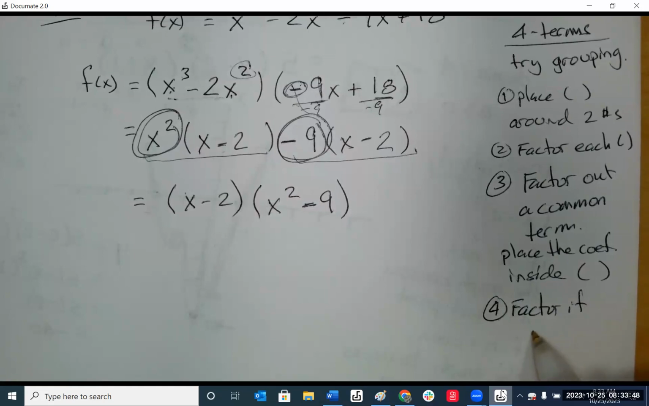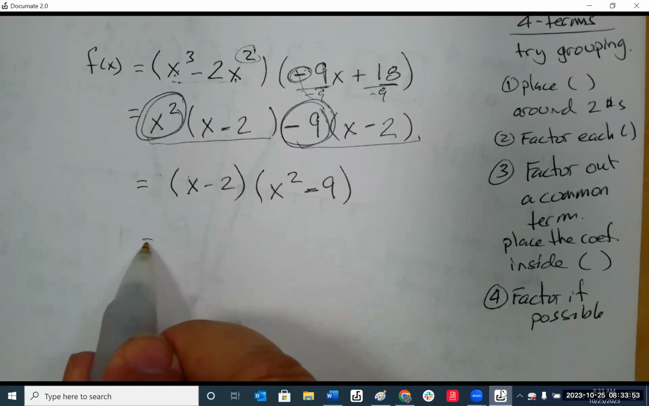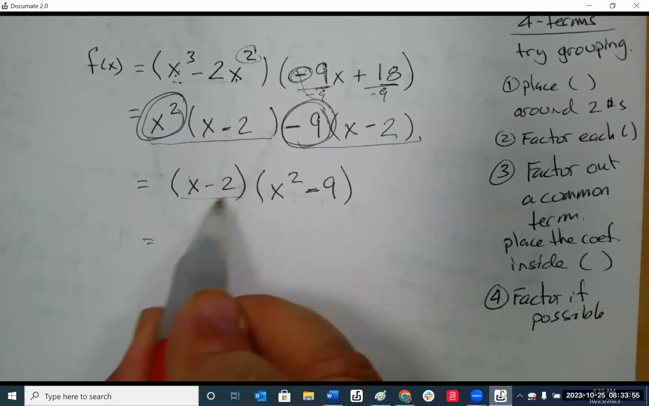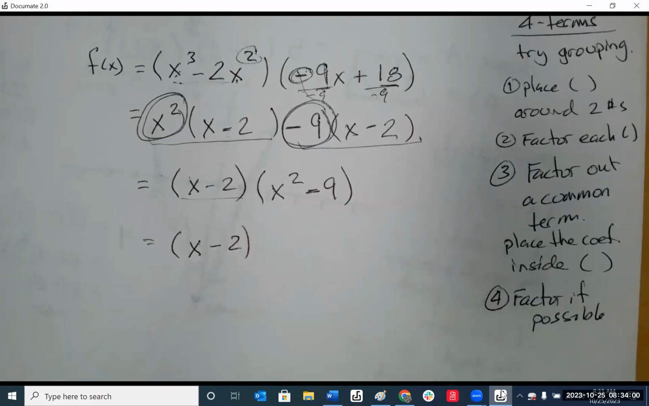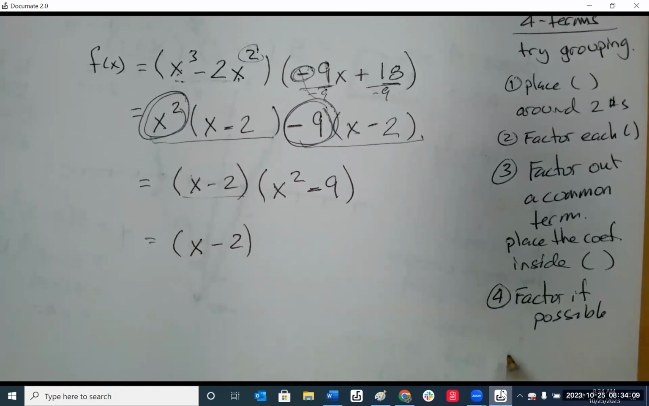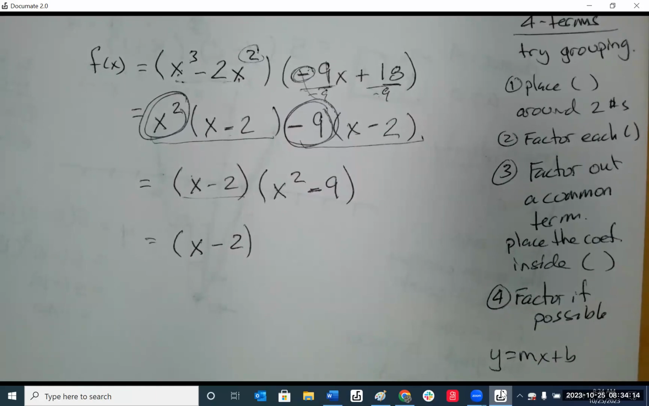Factor if possible. Can the first one be factored any further? No, it's a linear equation now. How do we know it's a linear equation? Well, the x doesn't have a power. Remember when we did in chapter 1, y equals mx plus b? That's a linear equation. X has nothing around it, no exponents or special signs.